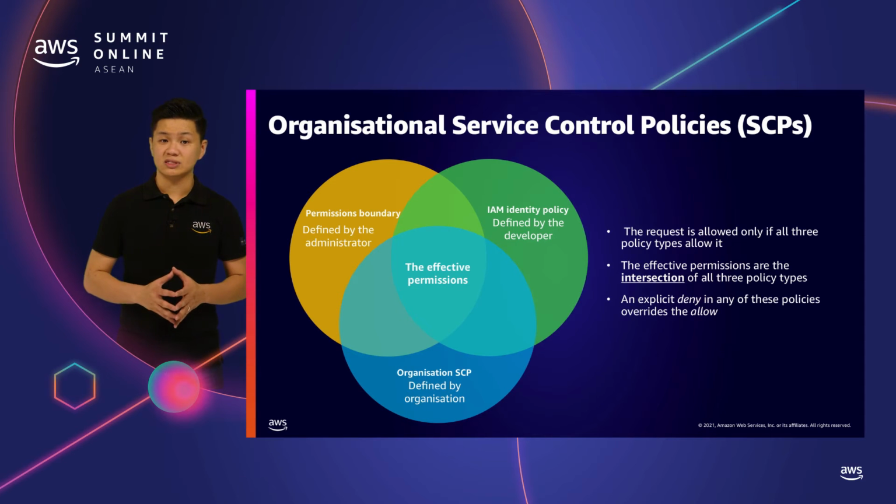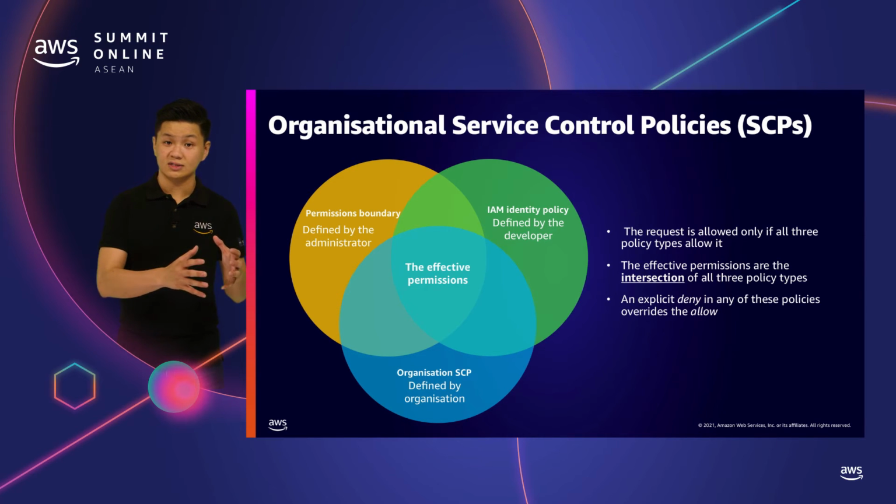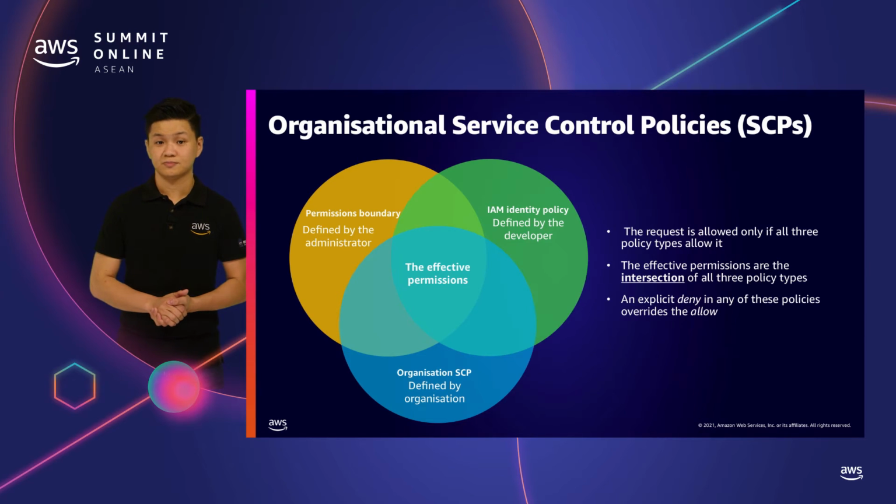The identity-based policy needs to provide a grant for the access, and they must attach a permission boundary, right, which limits the permissions defined by the developers. Additionally, SCPs add in another layer at the organization level to further limit the scope of the permissions.